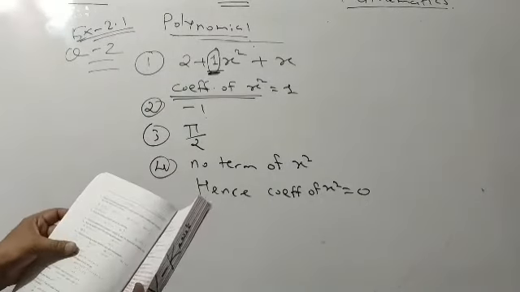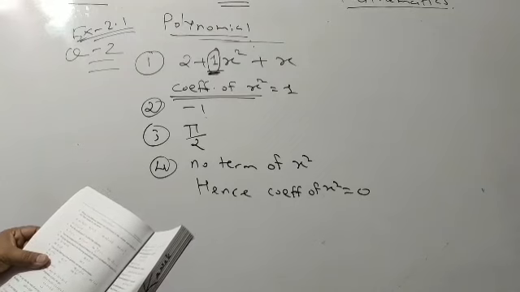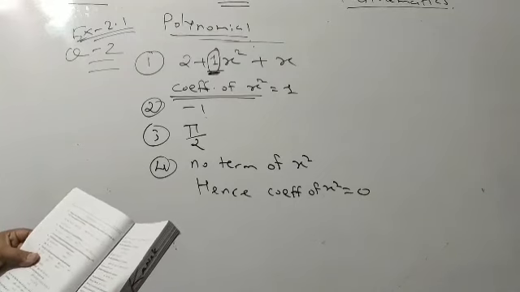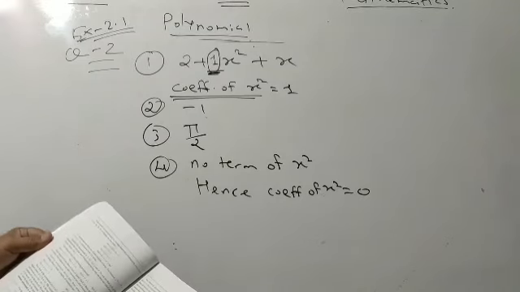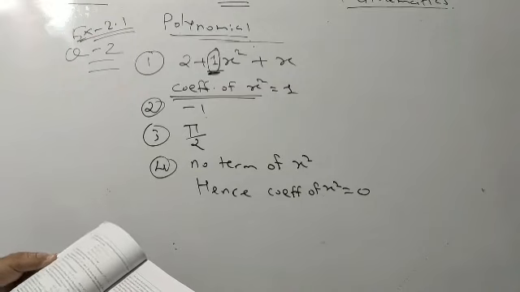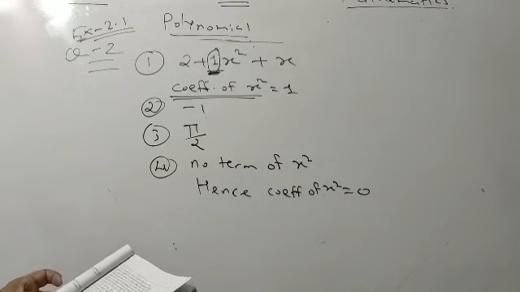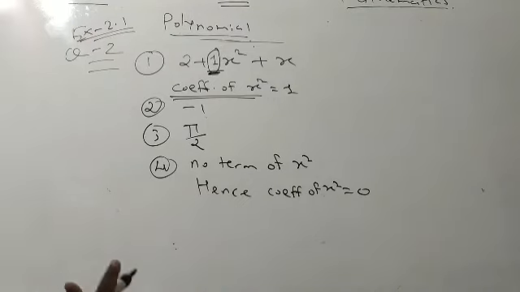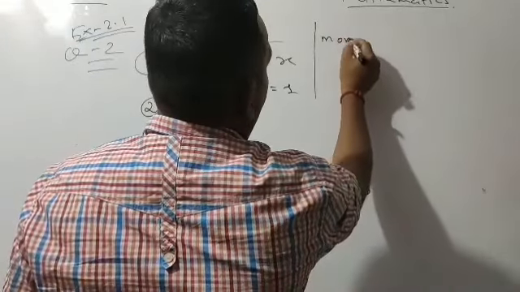Now, question number 3. Give an example of each of a binomial of degree 35 and a monomial of degree 100. First of all, we will discuss the concept of binomial, trinomial and monomial. In your textbook, it is given that an expression which contains only one term is called a monomial.